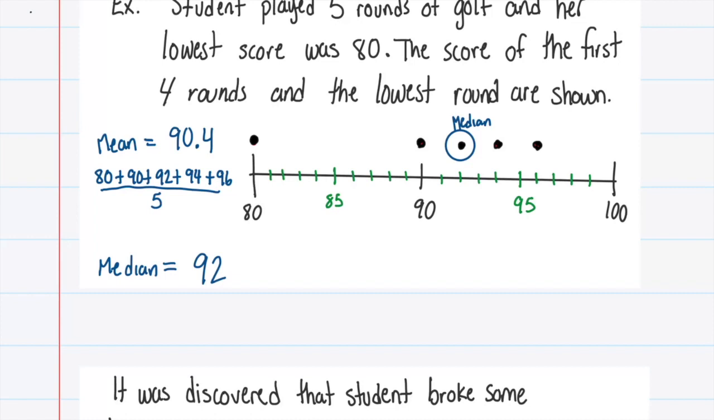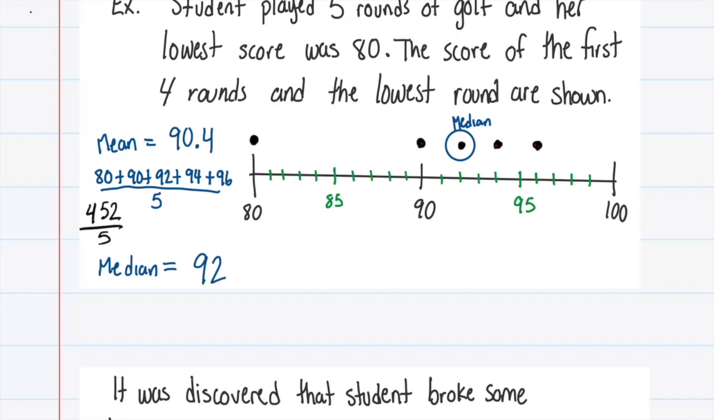So we do 80 plus 90 plus 92 plus 94 plus 96, that actually gives us 452. And when you divide it by 5, that gives us 90.4 right there.